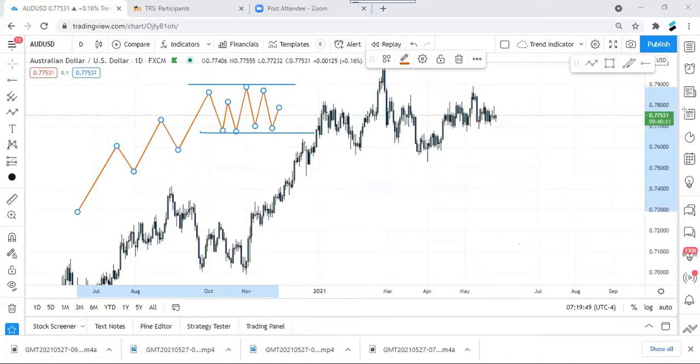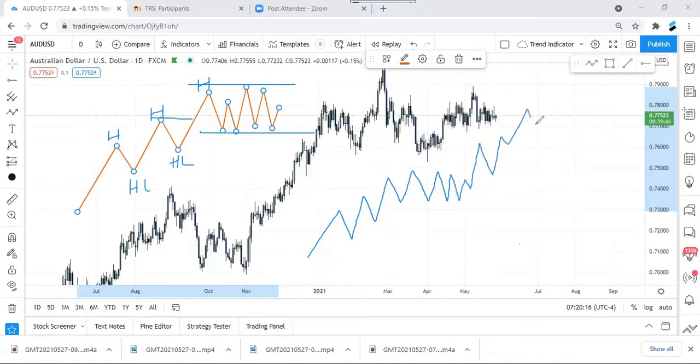Because there is a break of structure to the upside. You see, this is the high. This is the high. This is the high. This is the higher low. This is the higher low, right? So when the market is in an uptrend, you tend to have this kind of pattern. After price goes sideways, price can continue again, right?